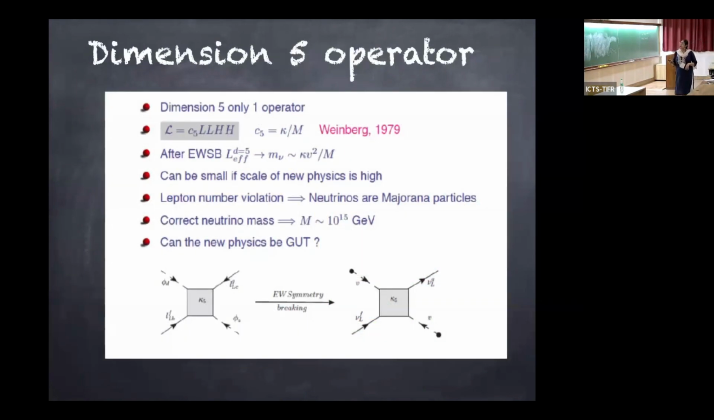So now the thing is, how can we get the seesaw, what is the origin of the seesaw? In 1979, Weinberg showed that if we give up the renormalizability of the theory, then we can write a dimension 5 operator in terms of the standard model fields. Now what do I mean by that?